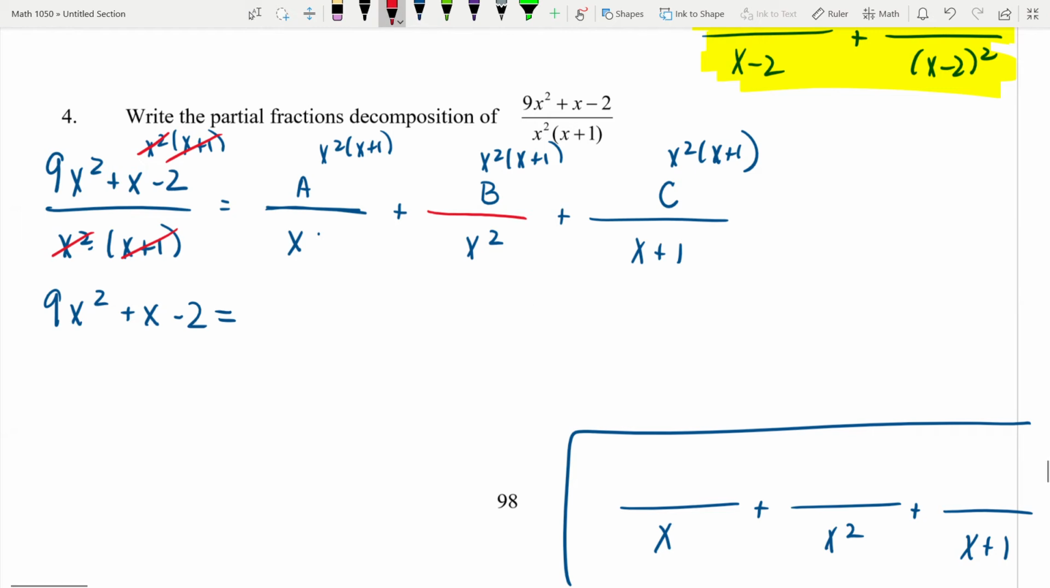Okay? Look at the next one. This x to the first cancels with one of the x's on the top.